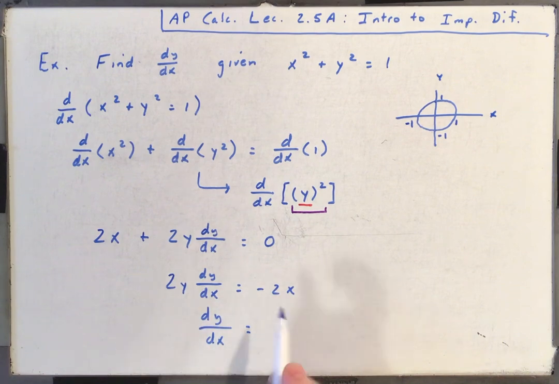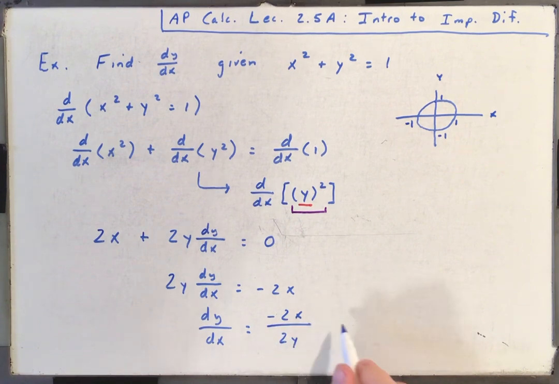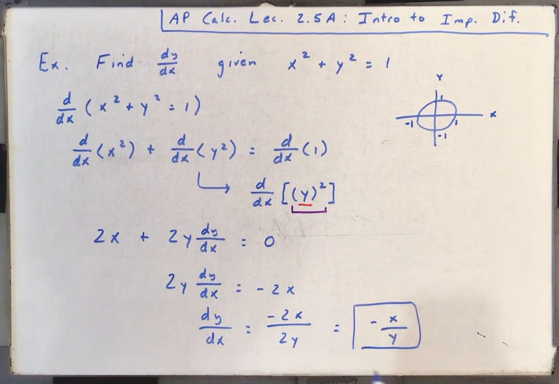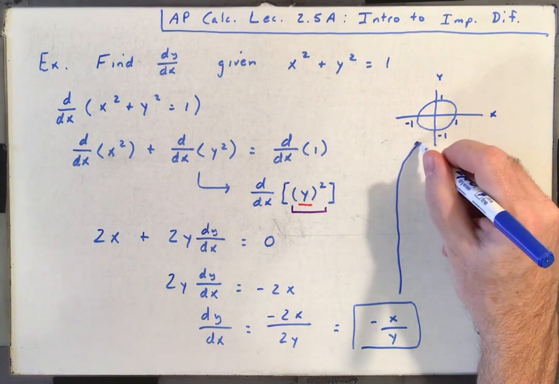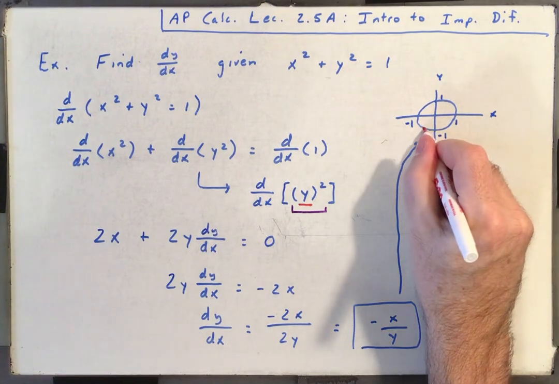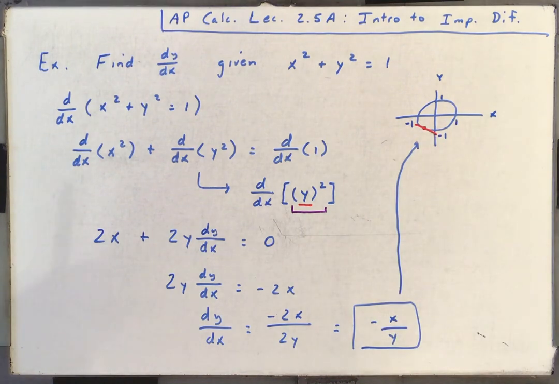We divide both sides by 2y. So bring that 2y underneath. We have minus 2x over 2y. The 2's will cancel. And the answer is negative x over y. So anywhere on that circle, if you put a point on the circle into negative x over y, it'll give you the slope of the tangent line at that point. So if we put this point in, it would give us a slope of whatever that point is we put in.